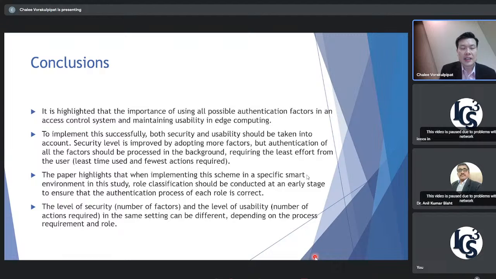Yes, that's it. We show you that the level of security, or number of factors, the level of usability, or number of actions required, and speed in the same setting can be different. So if you use our system in other sectors or other contexts, maybe we have to change a little bit. But it is just our pilot project, and we try to show you that making security and usability high together is possible. And yeah, we can further the research.